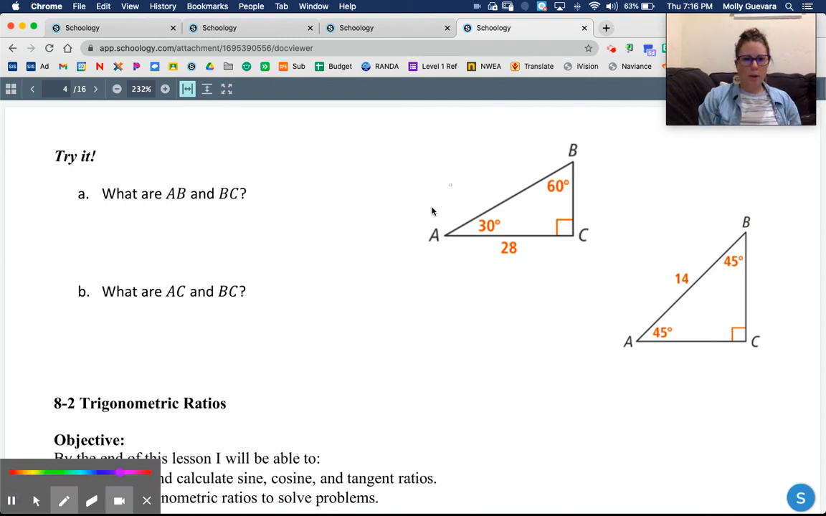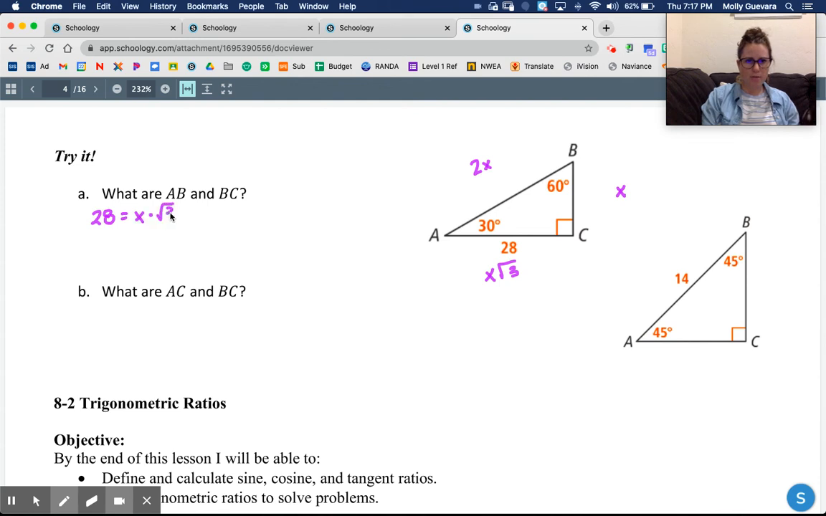Okay, so my first one on part A is a 30-60-90. So I'm going to go ahead and write the pattern out to the side, right? The leg with the 60 is x. The leg with the 30 is x square root of 3. And then the hypotenuse is 2x. So that tells me that 28 is equal to x times the square root of 3. And the square root of 3 is just a number, so I can divide both sides by the square root of 3.